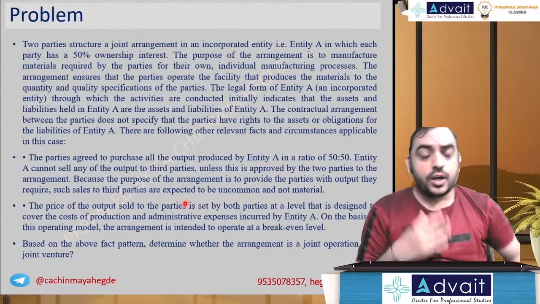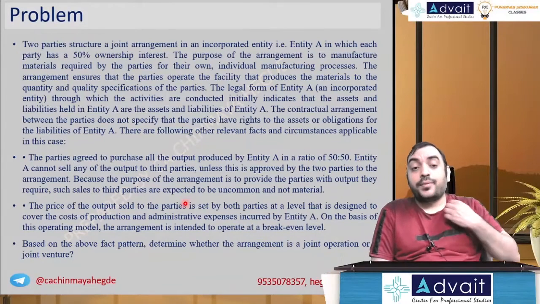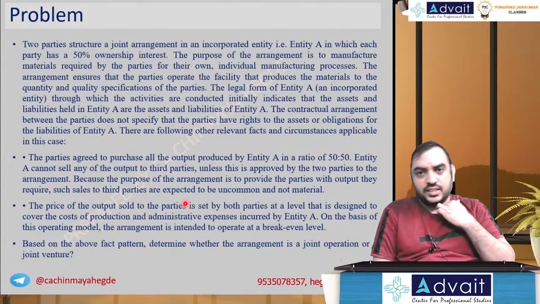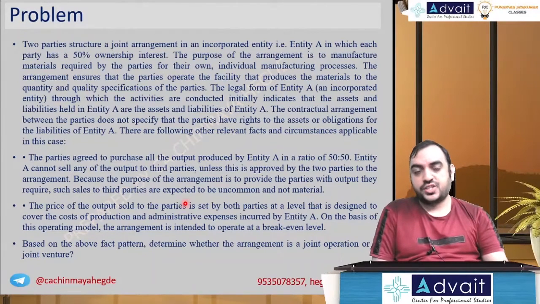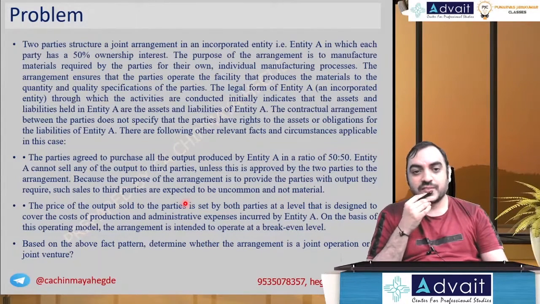Okay. Two parties structure a joint arrangement through an incorporated entity. So there is a separate entity, and we have to look at the additional factors now. Entity A, in which each party has a 50% ownership interest. Okay, so 50-50, two parties are there.